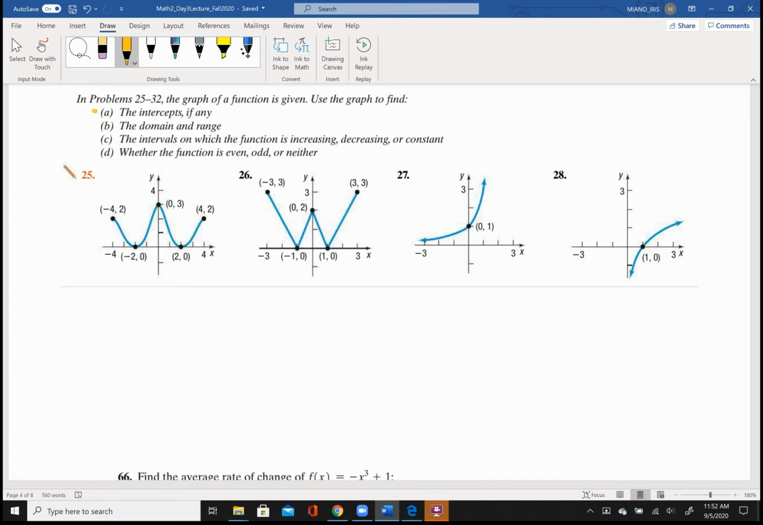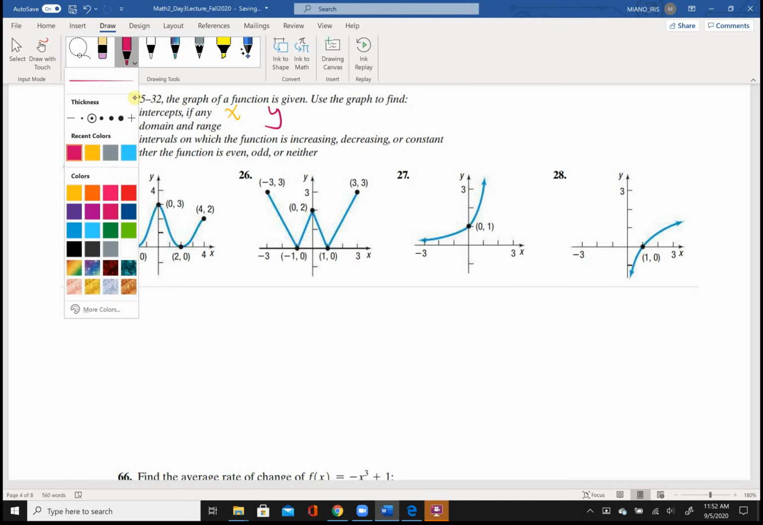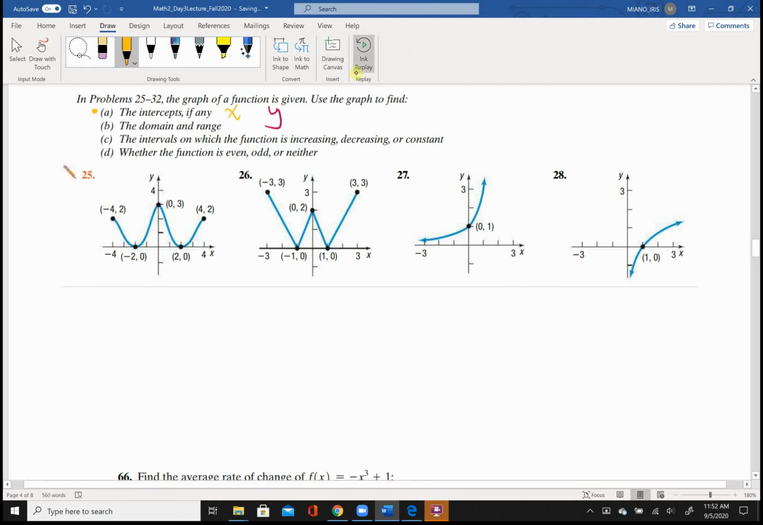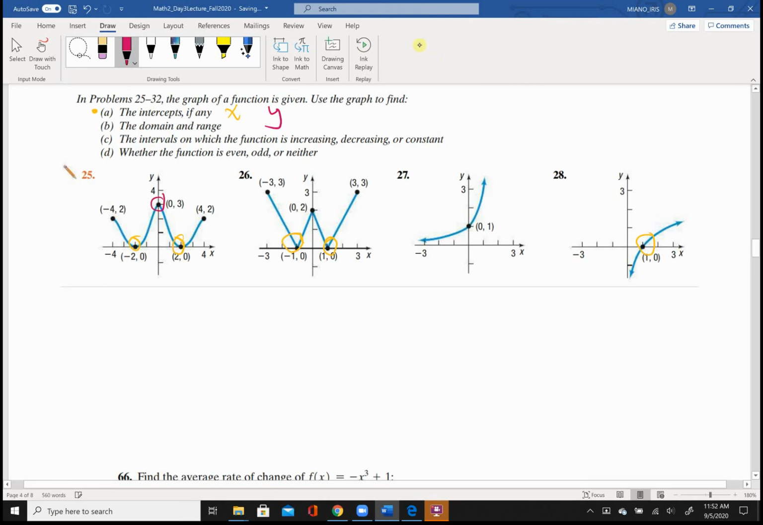So we'll do part A in yellow for x-intercepts, and then I don't know, this pink color for y-intercepts. So let's start with the x-intercepts, if any. So x-intercepts happening are at these points for number 25, these points for number 26. There is no x-intercept for 27, but here's the x-intercept for 28. Okay, now for y-intercepts, they are occurring whenever you cross the y-axis, which is happening here, here, here, and not happening at all for number 28. Cool. So I'll put another colorful dot there.